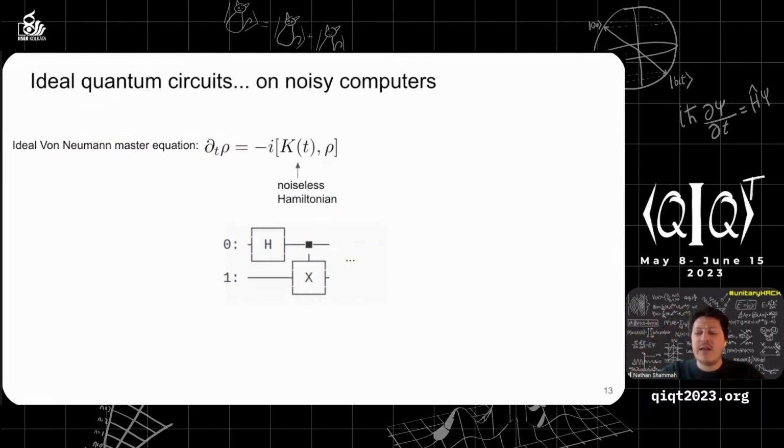From a theoretical point of view, this would imply having the evolution of the quantum system rho according to a noiseless and perfect Hamiltonian, which is the composition of these gates in terms of a unitary. So this is the ideal von Neumann master equation, which is just the master equation counterpart of the very famous Schrödinger equation for states.